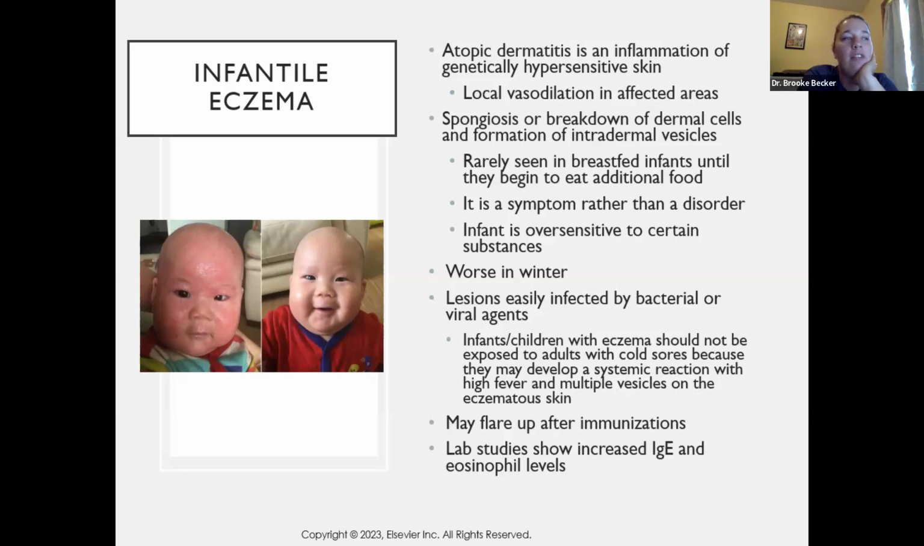You may see some flare of eczema after they get immunizations, and then you'll see these kids have increased IgE and eosinophils. Those are just your allergic indicators. So a lot of times kids with eczema are going to be more your asthma kids, your allergy kids. Okay.